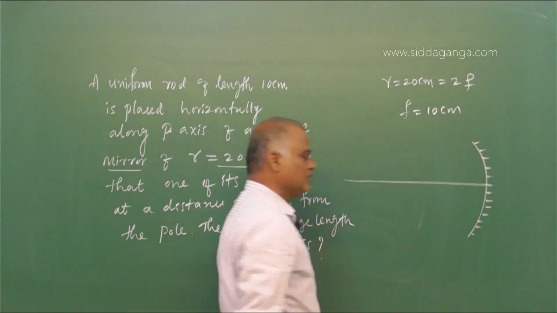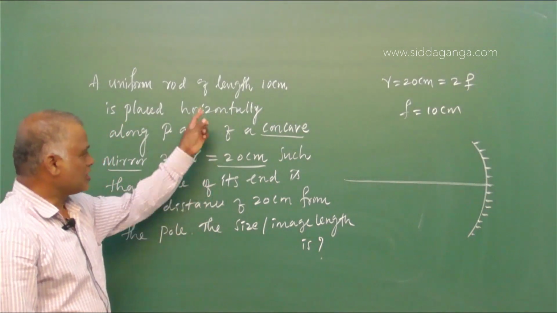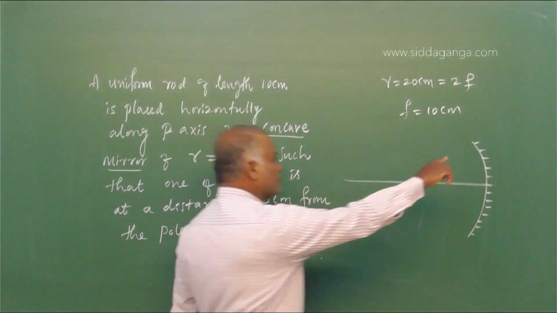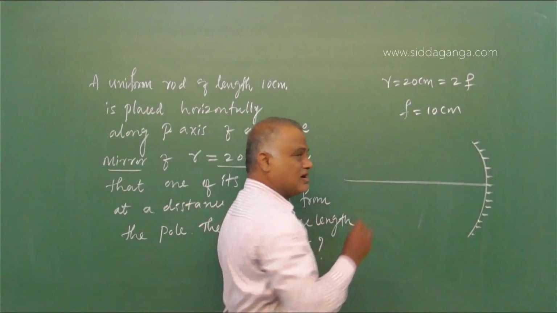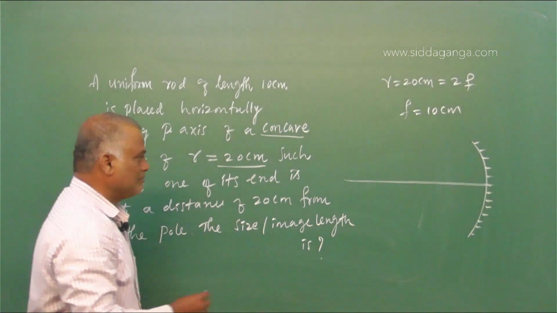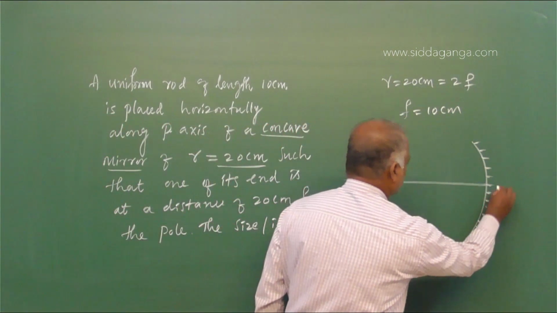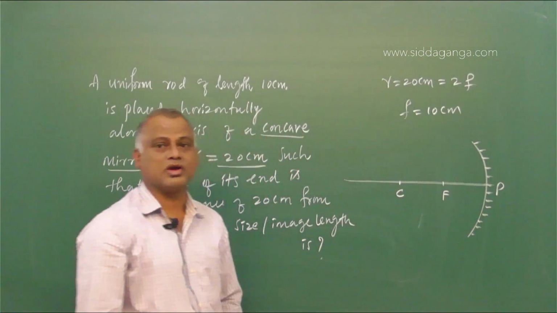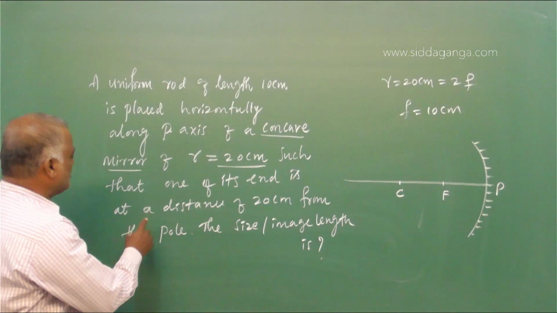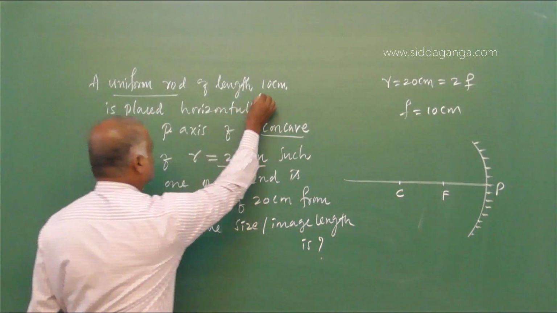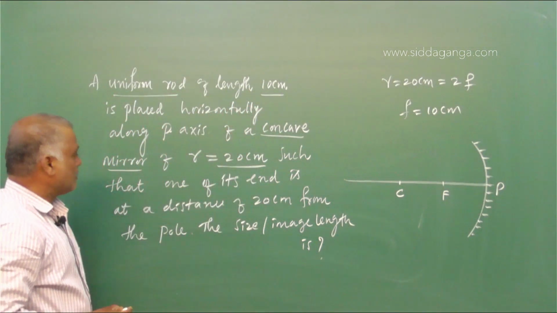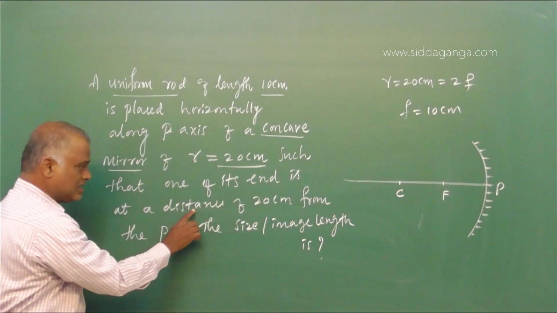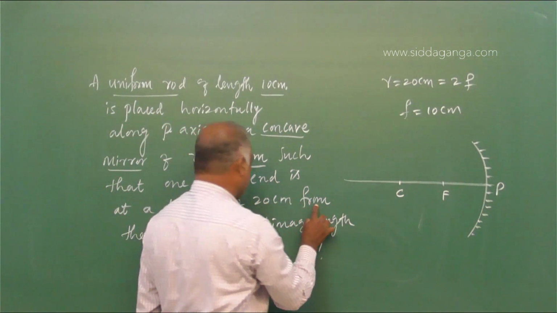Dear students, if you don't want to take down the sentence, you can have the diagram directly. There is a concave mirror of focal length 10 centimeter, it is given. This is the pole, the focus, and this is the center of curvature, that is 2f. In the problem he says there is a uniform rod of length 10 centimeter placed horizontally along the principal axis such that its one end is at a distance 20 centimeter from the pole.